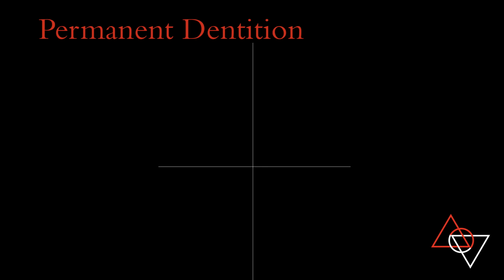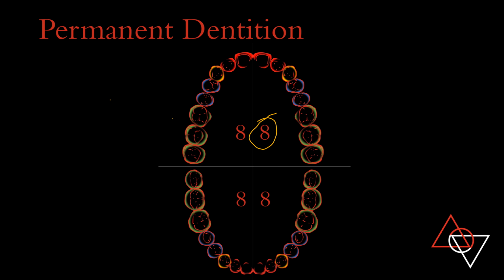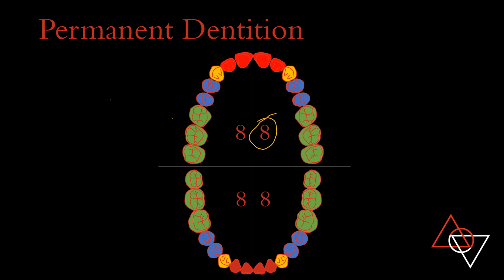Now let's move to the permanent dentition. This dentition is the dentition that stays throughout our whole life. And yeah, it's also divided in quadrants, but basically now we have 8 teeth in each quadrant. Okay. So now you see all the teeth here, and they're also divided in the same teeth classes as the primary dentition. So you have the incisors in red, the canines in yellow, and the molars in green.